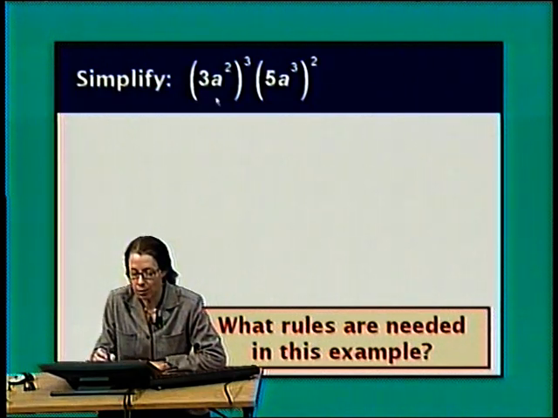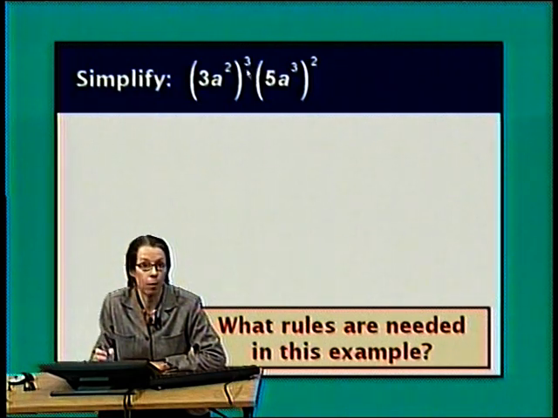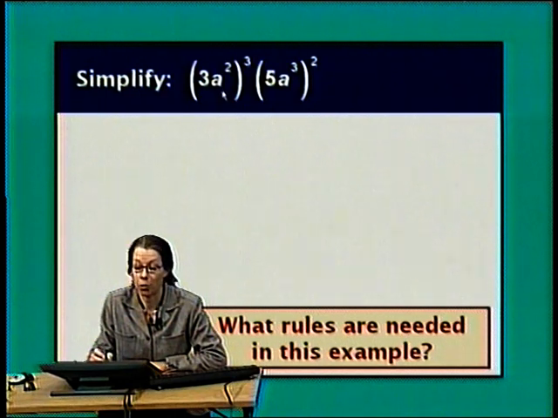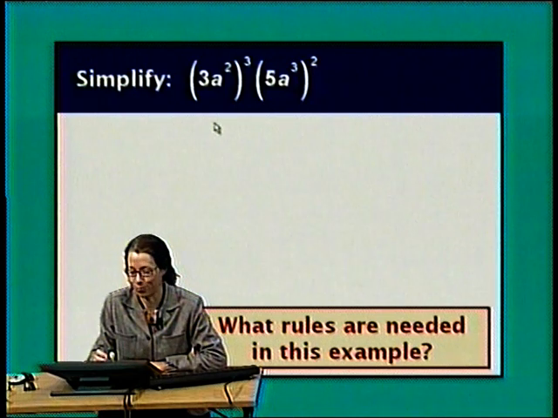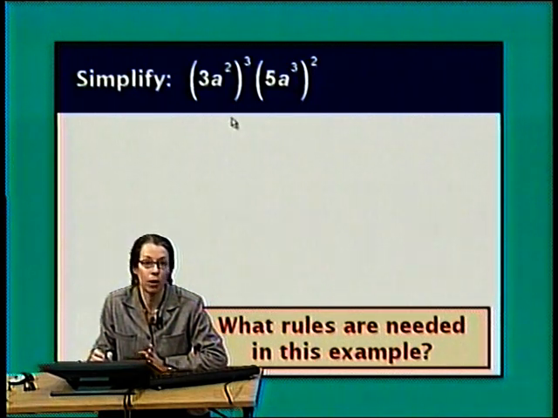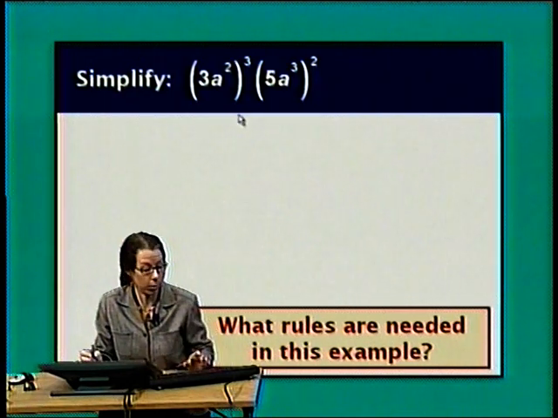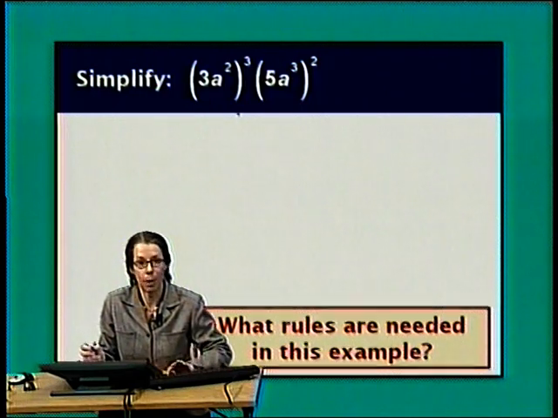First thing I notice is I have a product raised to a power. I'm going to need the product to powers rule. When I do that part, I'm also going to have to raise a squared to the third power. I'm going to use the powers to powers rule. And finally, I'm going to have a bunch of different powers of a, which I'm going to combine using the product rule. So I see at least 3 rules that I can use to solve this problem. Let's just work through the steps.